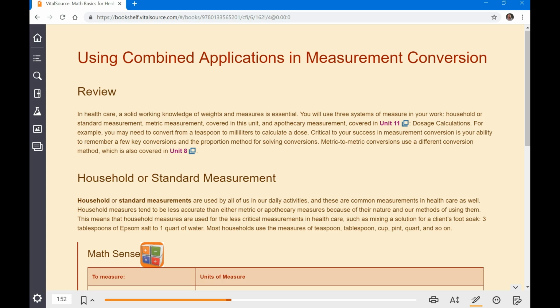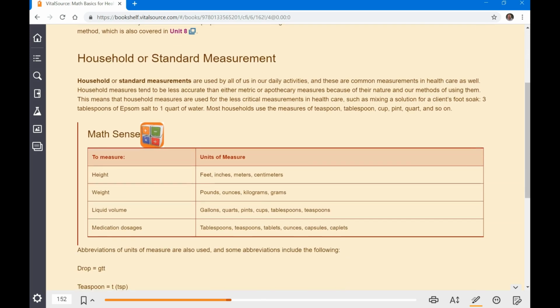So this is combined applications and measurements and conversions, and basically it's a nice way of talking about unit conversion. They have a fancy way of saying it. And we've seen it before. For example, height can be measured in feet, inches, meters, centimeters. And everybody know what feet is in inches? We had a discussion already, I think, didn't we? A foot is the size of a foot, and an inch is the size of my thumb, and that's okay.